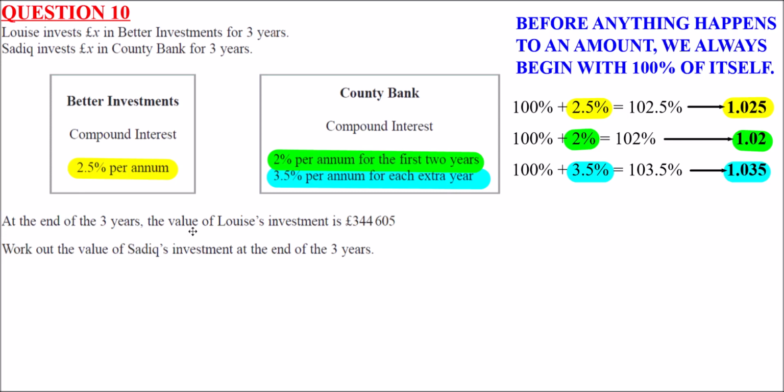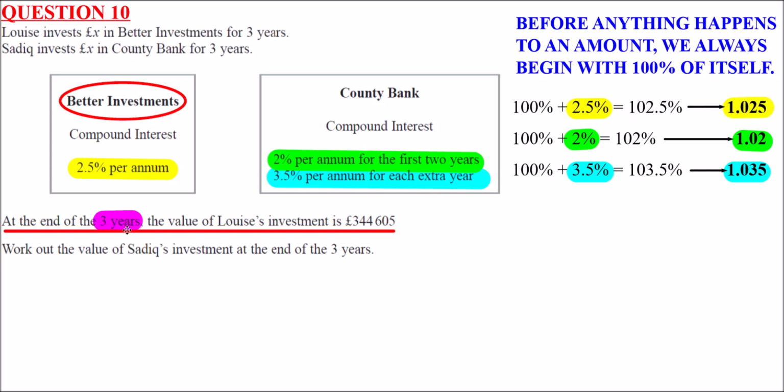First of all, though, we're told about Louise's investment, and Louise invests in Better Investments. So we're just thinking of Better Investments for now. After 3 years, she's ended up with £344,605. So whatever she started with, X, after it was multiplied by 1.025 for the first year, 1.025 for the second year, and then 1.025 for the third year, she ends up with this total here. It's 3 years, which is why we're multiplying it by 1.025 3 times in a row.